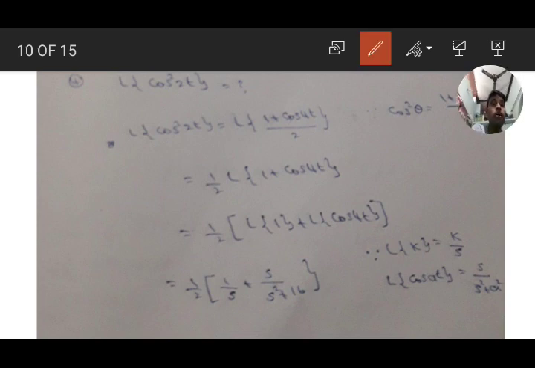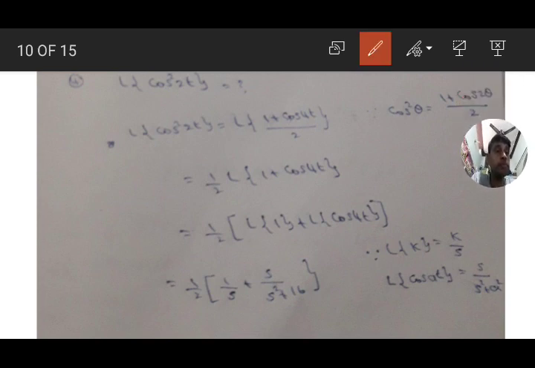Find L of cos square 2t. L of cos square 2t. So cos square 2t means we don't have that in the basic 8 formulas. We don't have a cos square formula. We have only formulas for e to the power of at, e to the power of minus at, sin at, cos at, sinh of at, cosh of at, t to the power of n, and L of k. We don't have a formula for cos square 2t.